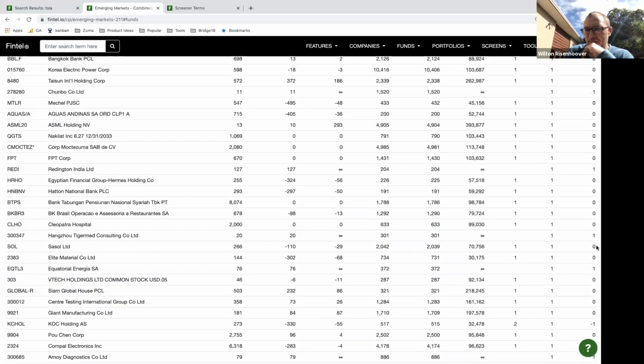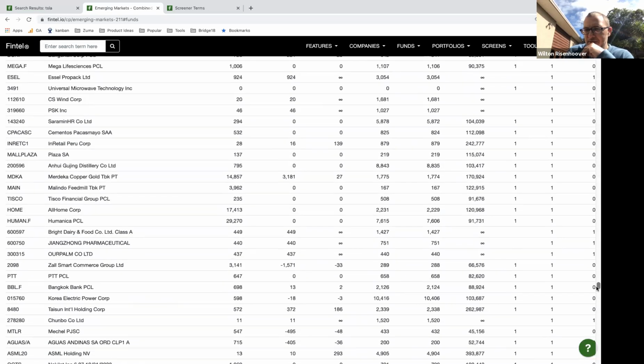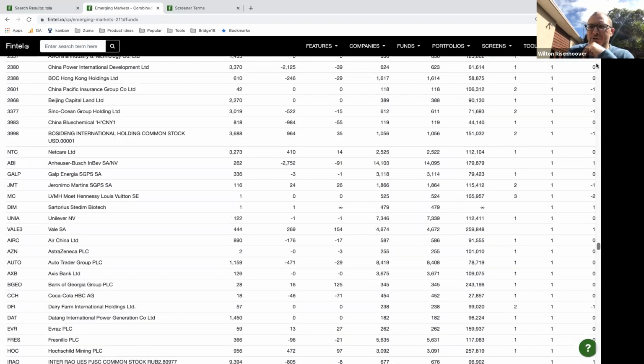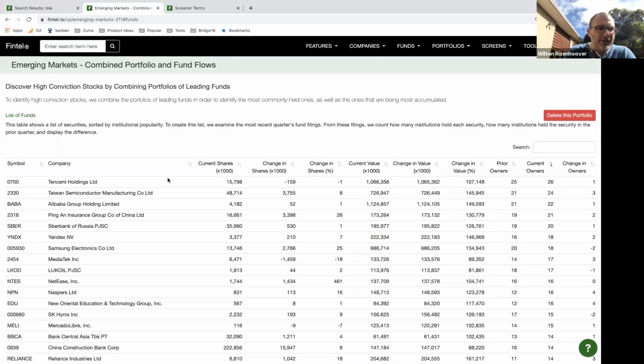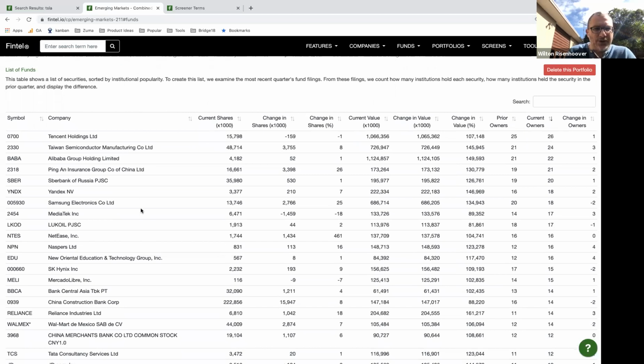let me get up here. It will show you the most popular emerging markets funds by Fintel. I guess China is considered an emerging market, or Hong Kong is. I don't know, but Tencent Holdings is held by 26 of the funds. Taiwan Semiconductor Manufacturing, so Taiwan must be considered an emerging market. So you can go down here and find out which ones are the most popular. And if you're interested in that kind of thing, you can invest in them.